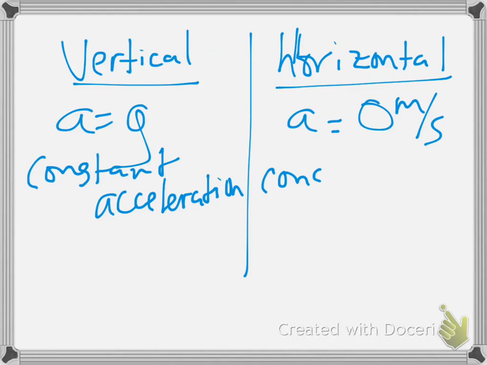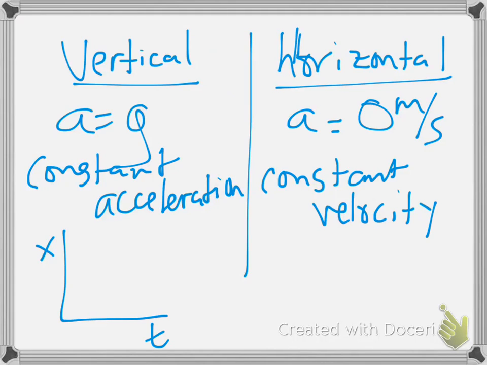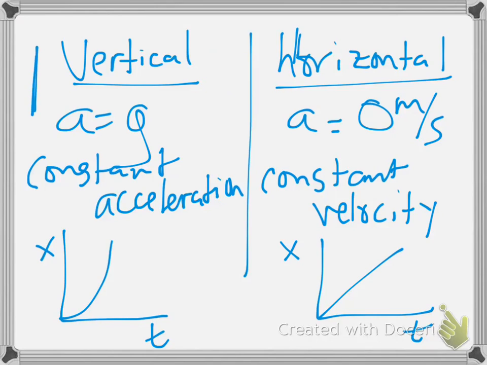Here we have constant velocity. Okay, so here a position versus time graph would look like this. Here a position versus time graph would look like that. Okay, and we have to keep those separate because this all of a sudden is the up and down motion while this is the left and right motion.